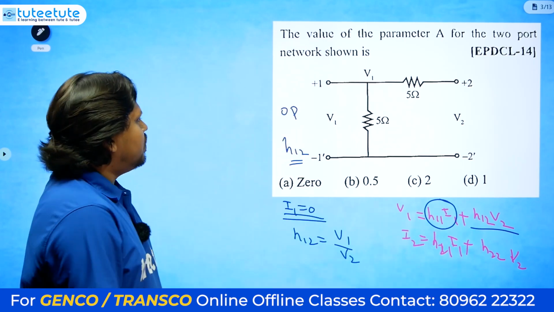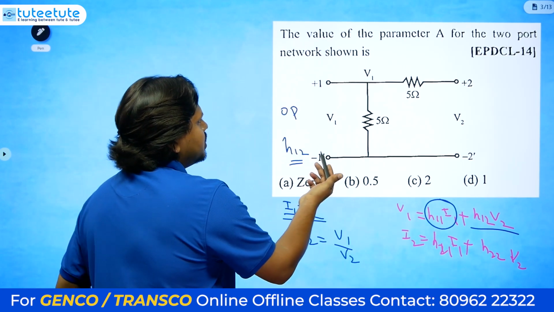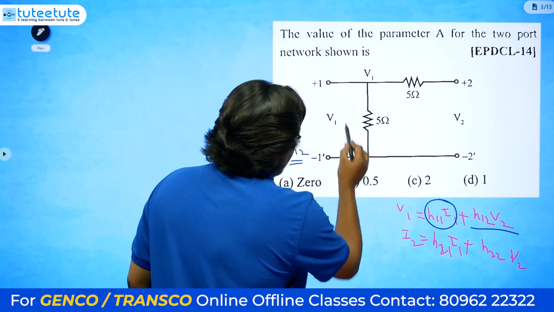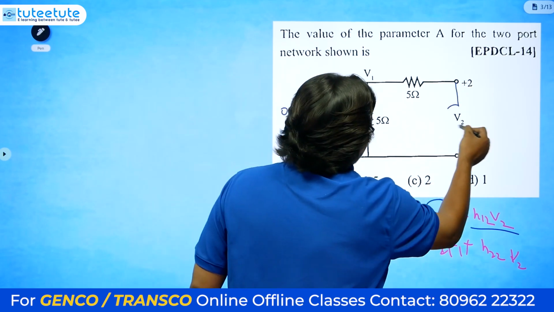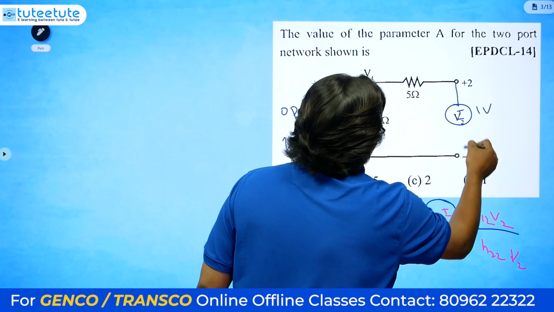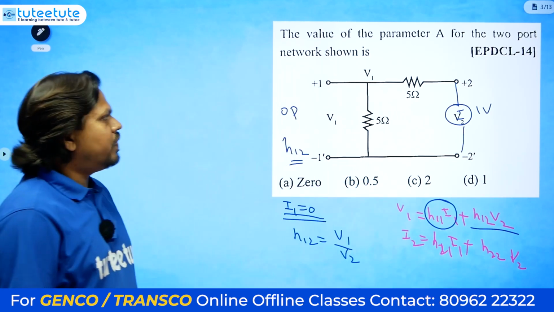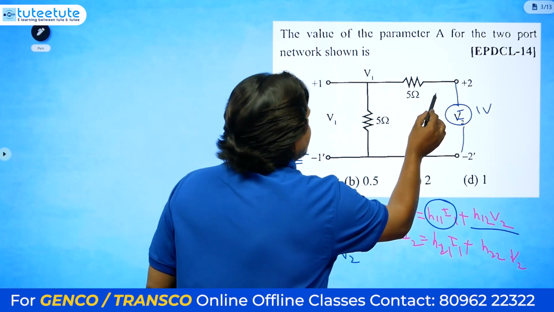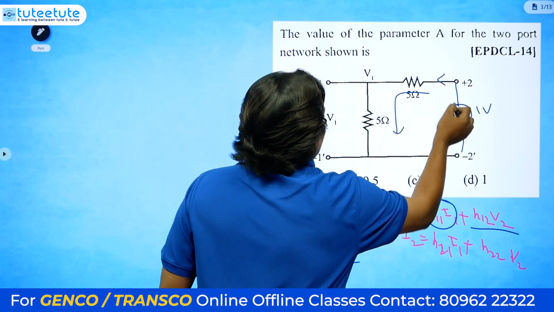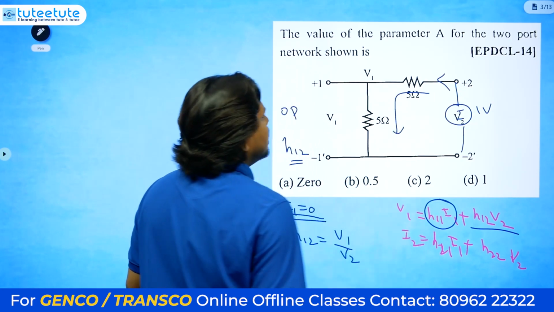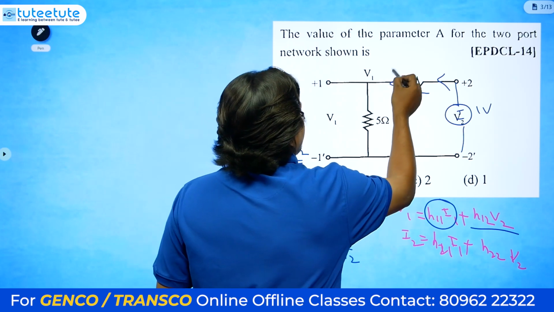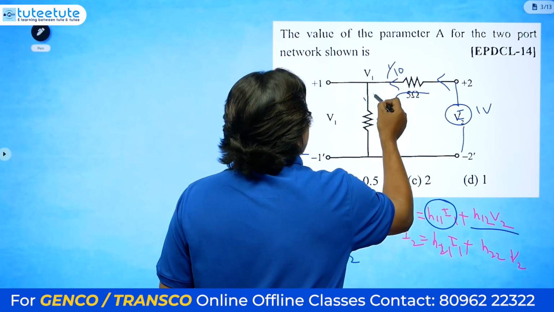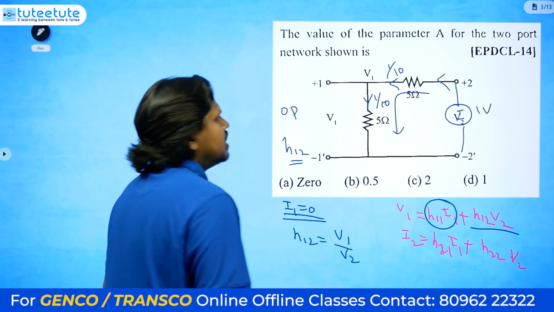So V1 by V2, if you make this side open circuit, then I will energize the other side. So it will be 1 volt here. If I energize 1 volt here, how much current will be going inside? See how much current? 1 divided by 10 current will flow. So 1 by 10 current will flow like this, and here also 1 by 10 current will flow like this.